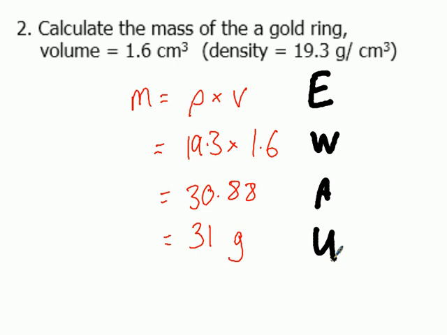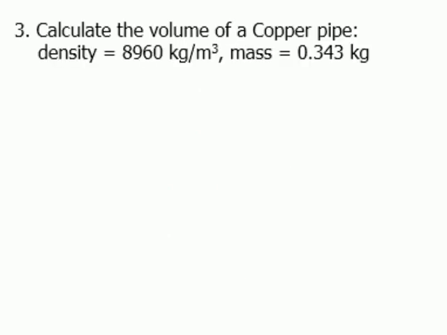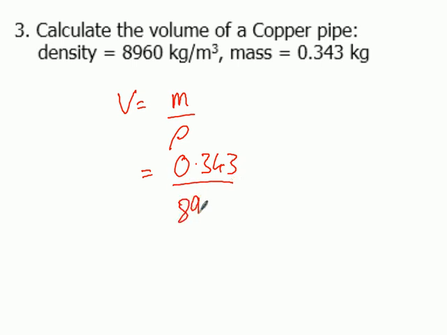Okay, let's do one more. In this question, you're asked to calculate the volume. The volume is going to be the mass divided by the density. Okay, that's our equation. And that is equal to the mass of 0.343 over the density, 8960. Put our answer in.